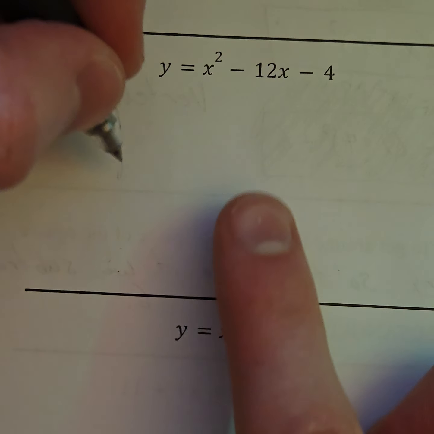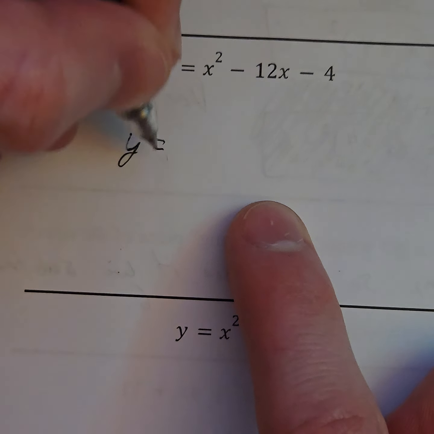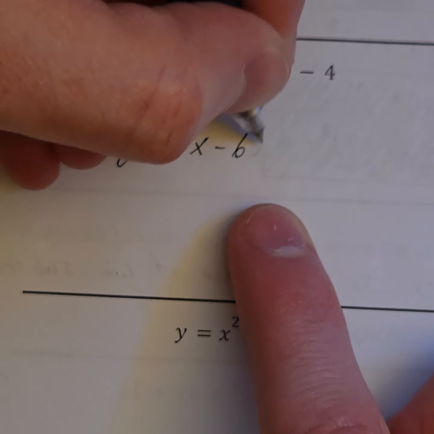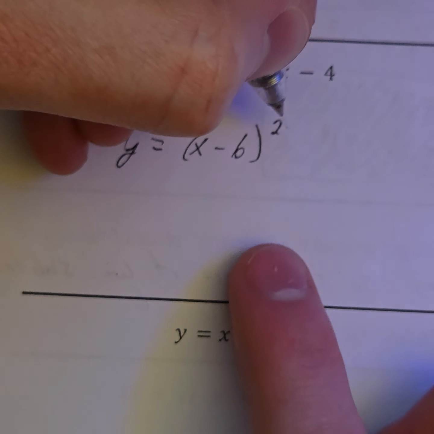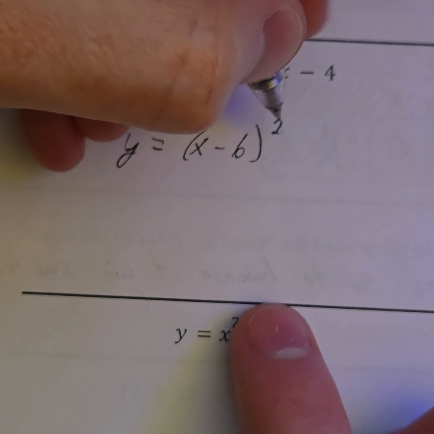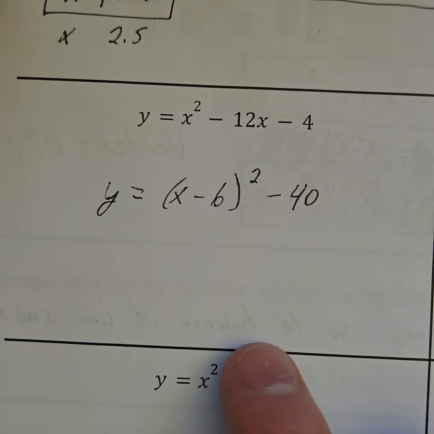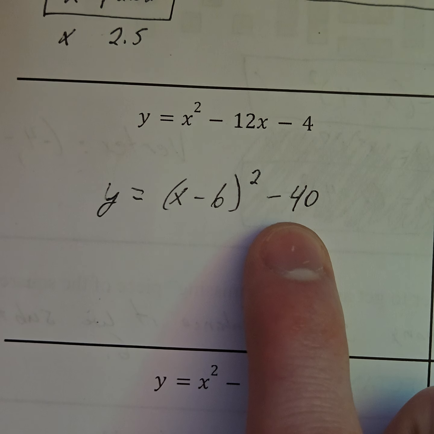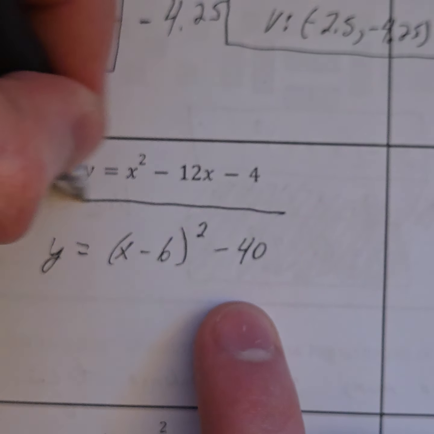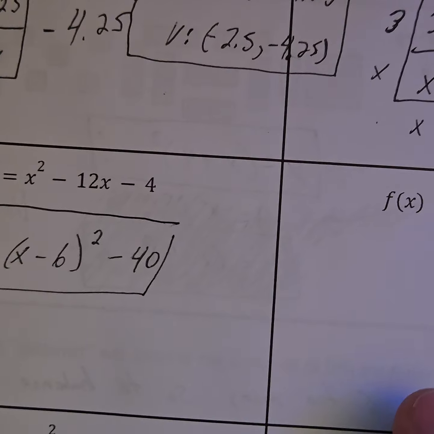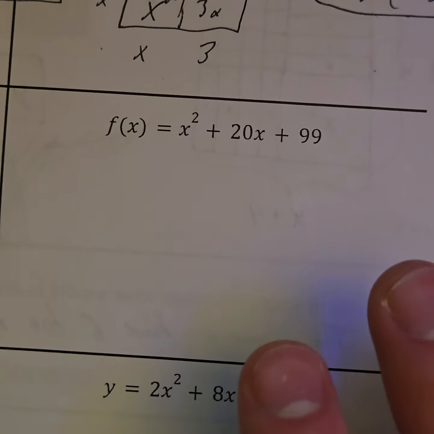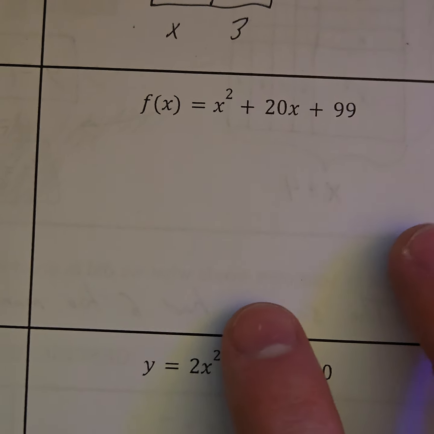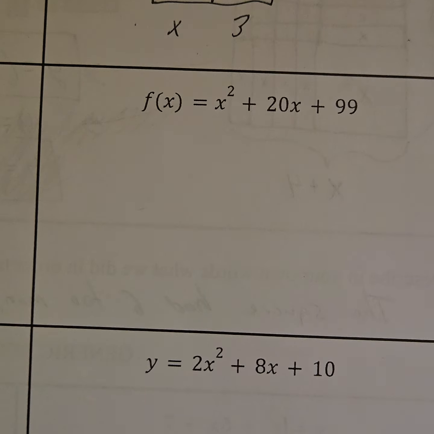All right, guys, the answer you should have gotten on this one is y equals (x minus 6) squared and then minus 40. Okay, (x minus 6) squared and then minus 40. All right, okay. Go ahead and move on to the next one. Pause the video here, try this one out, and then we'll go over it.